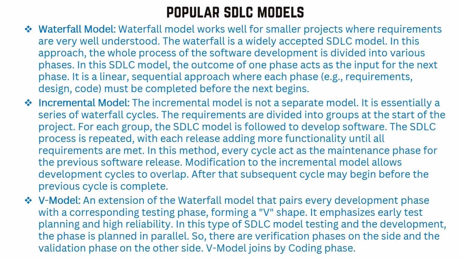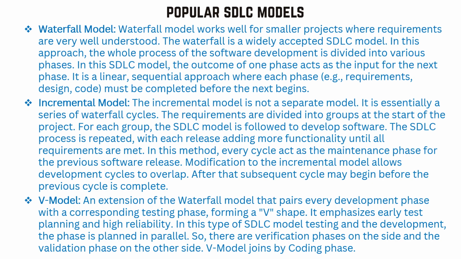A modification to the incremental model allows development cycles to overlap, so a subsequent cycle may begin before the previous cycle is complete. So that is the incremental model. Step by step, you want to increment. One step will be completed with all its activity, then you go for the next step, and then the next step like that. So the previous step will be treated as maintenance for the next phase in the incremental model.